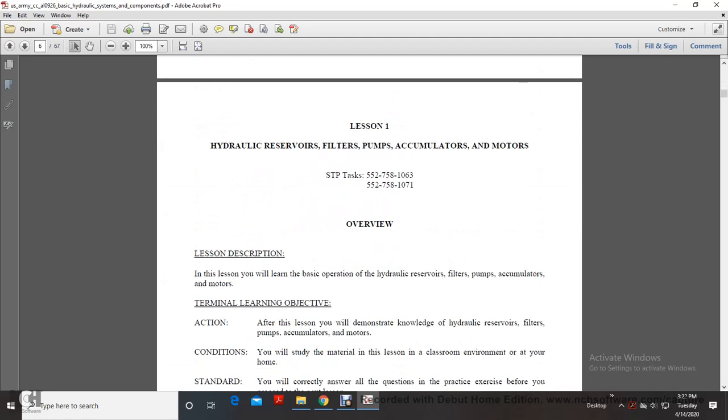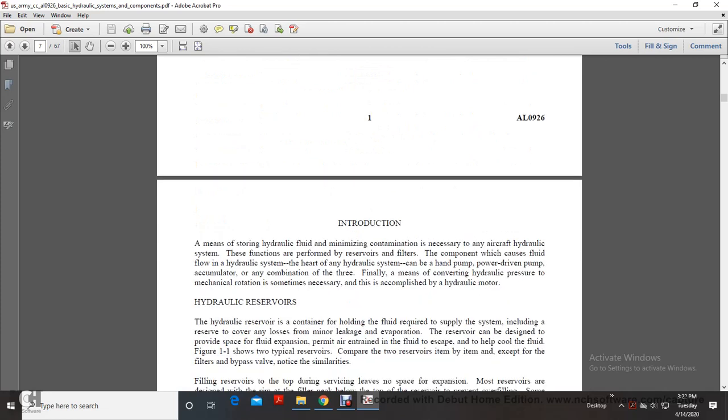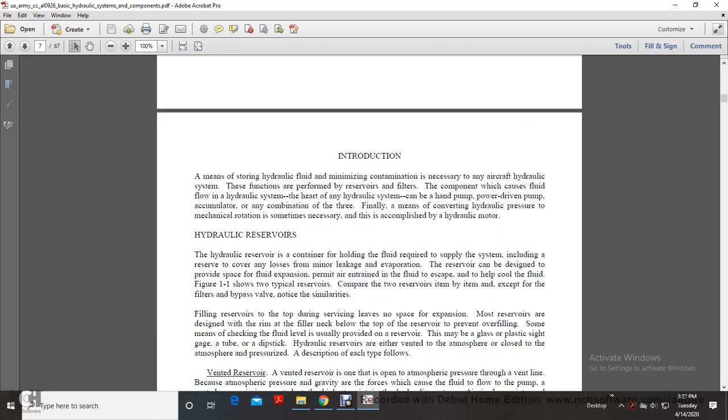Lesson 1: hydraulic reservoirs, filters, pumps, accumulators, and motors. In this lesson you will learn the basic operation of the hydraulic reservoir, filter, motors, and accumulators. Introduction: the reservoir stores hydraulic fluid, and filters minimize contamination in the aircraft hydraulic system. Pumps cause the fluid to flow within the hydraulic system. The heart of the hydraulic system is a hand pump, a power-driven pump, an accumulator, or a combination of the three. Finally, converting hydraulic pressure to mechanical motion is sometimes necessary, and it is accomplished by a hydraulic motor.